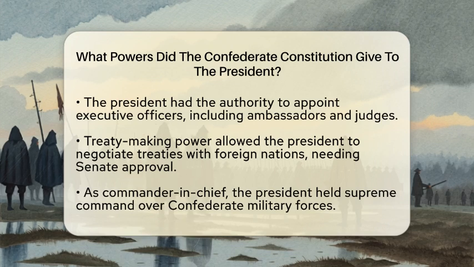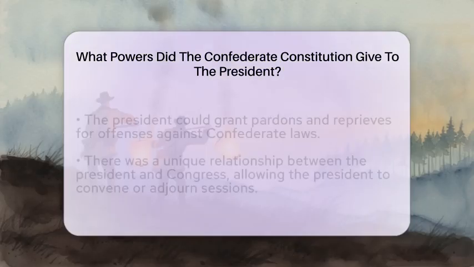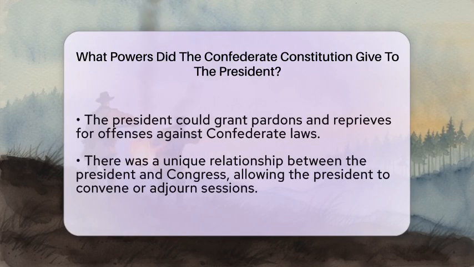As Commander-in-Chief, the President held supreme command over the Confederate military forces. This position was vital during the Civil War, as military decisions could greatly impact the outcome of battles and the overall war effort. Additionally, the President had the power to grant pardons and reprieves for offenses against Confederate laws. This authority allowed the President to show mercy and potentially reconcile with those who had committed crimes.